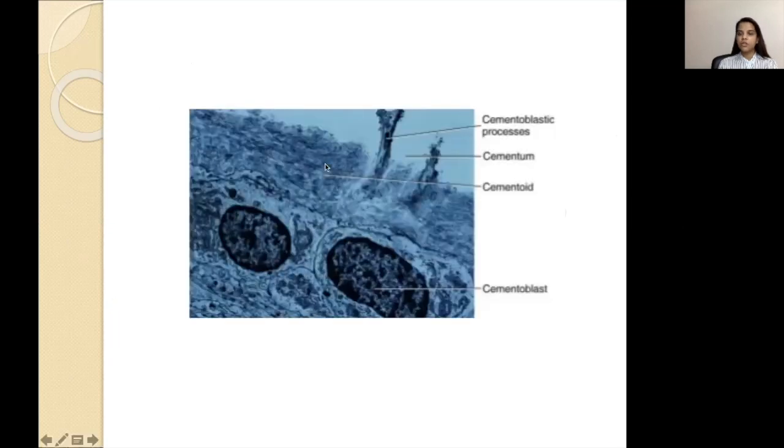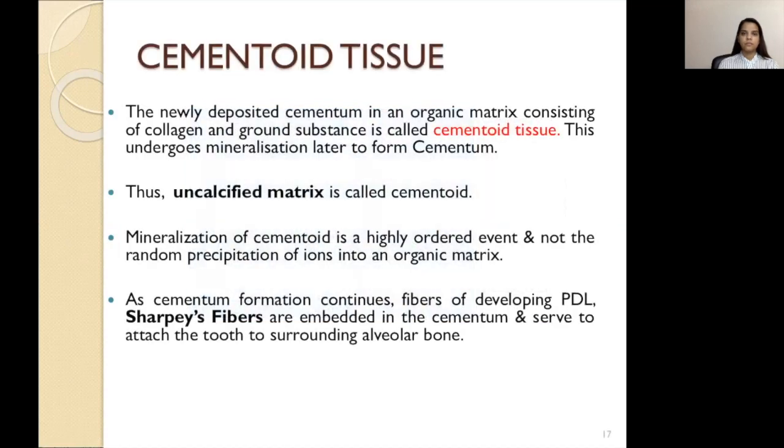So this is the picture of cementoblast. The cementoid tissue: the newly deposited cementum, an organic matrix consisting of collagen and ground substance, is called cementoid tissue. So this cementoid tissue is uncalcified matrix. Mineralization of cementoid is a highly ordered event and not the random precipitation of ions into the organic matrix.